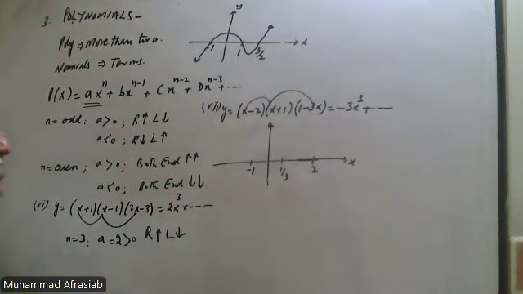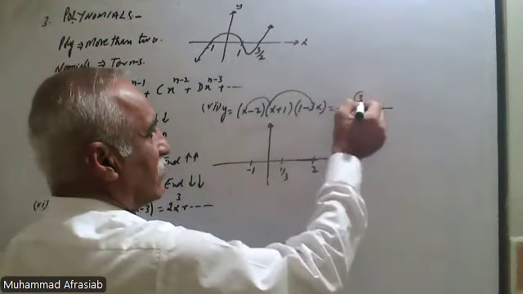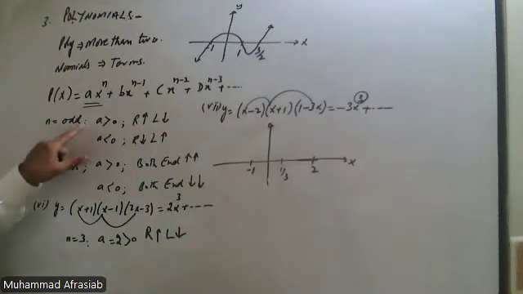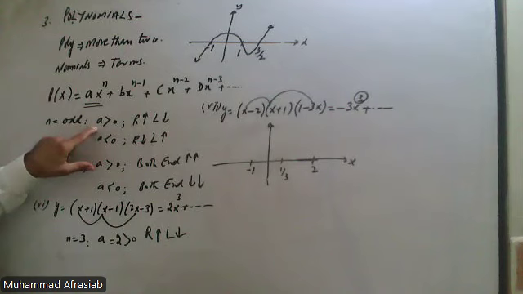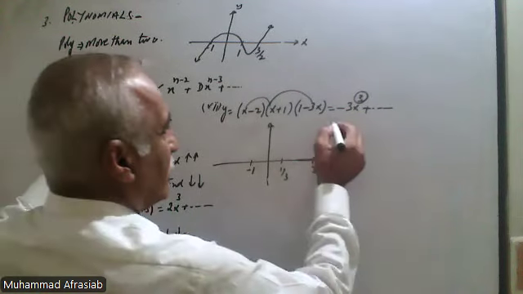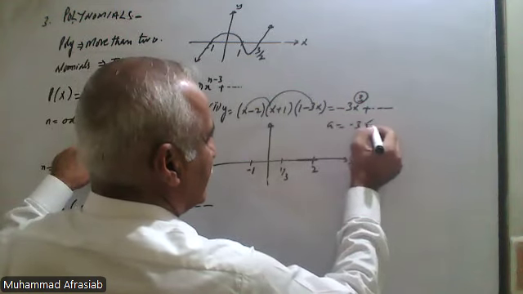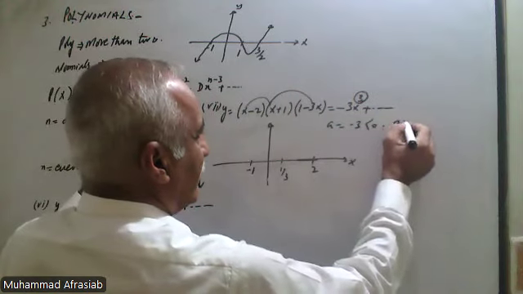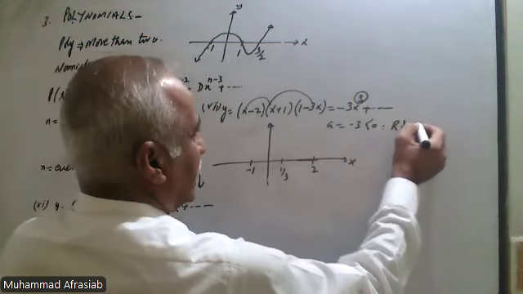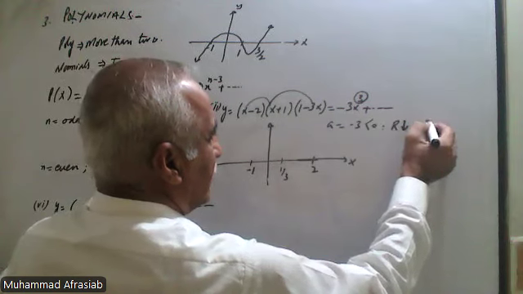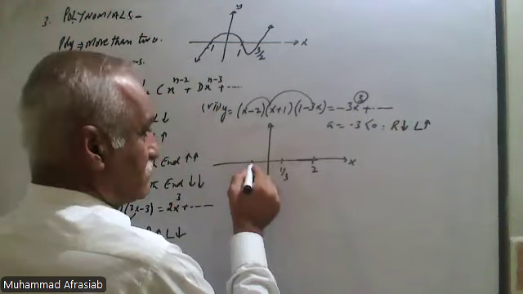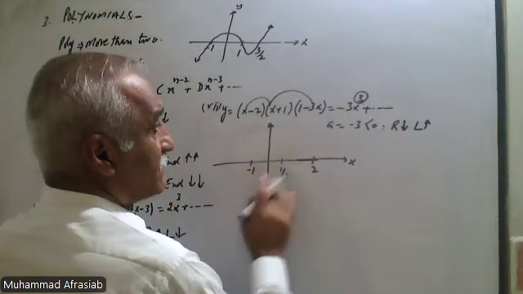Now, as it is an odd power, you have to look at the coefficient of the highest power, which is minus 3. So a is equal to minus 3, which is less than 0. That means the right side of this graph will be downward and the left side of this graph will be upward. So the right side is this, which is downward.